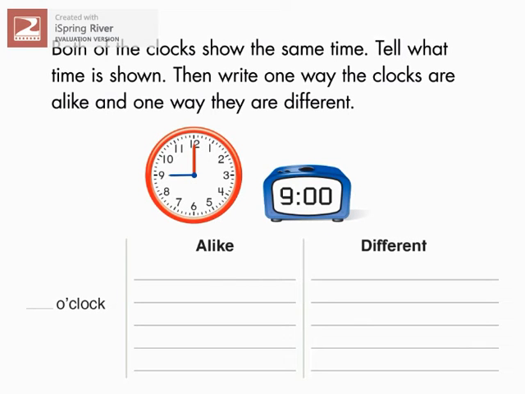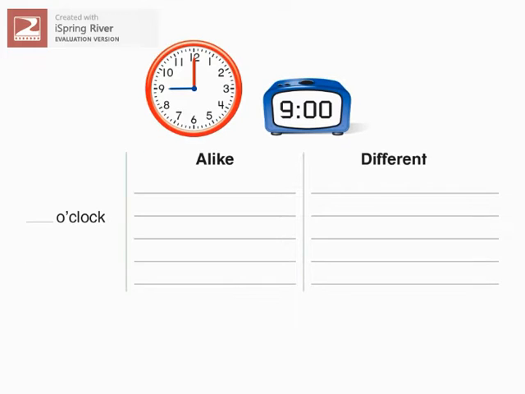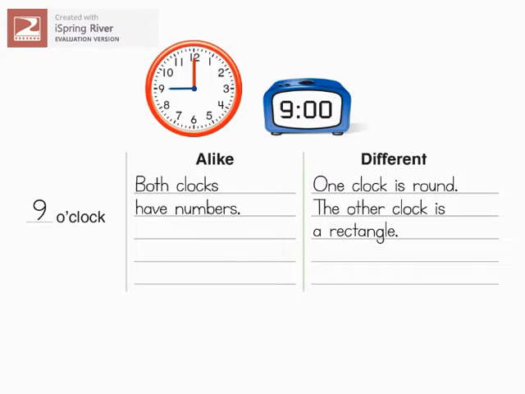This problem is key because the same time, to the hour, is shown on an analog clock and on a digital clock. Students are asked to tell that time and to compare the clocks. Listen and look for students who tell the time correctly, 9 o'clock, but whose observations about the clocks don't directly relate to the measurement of time.